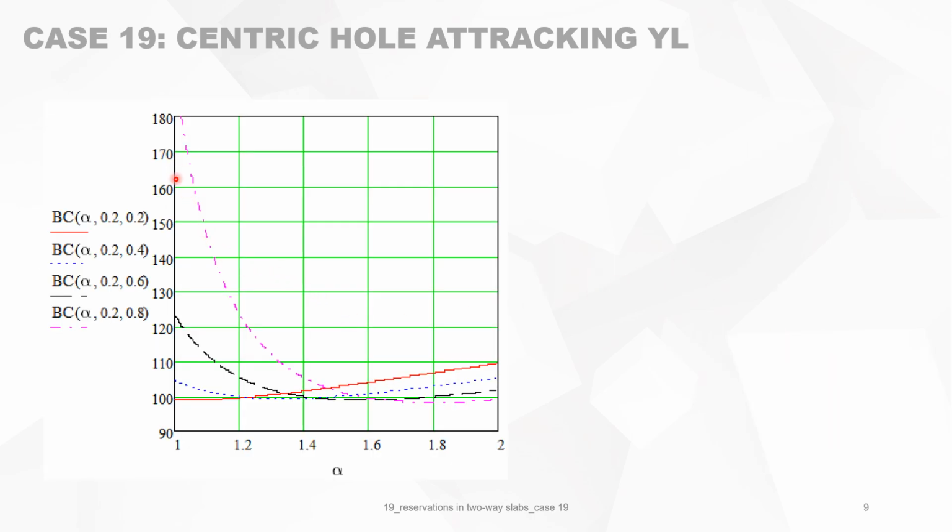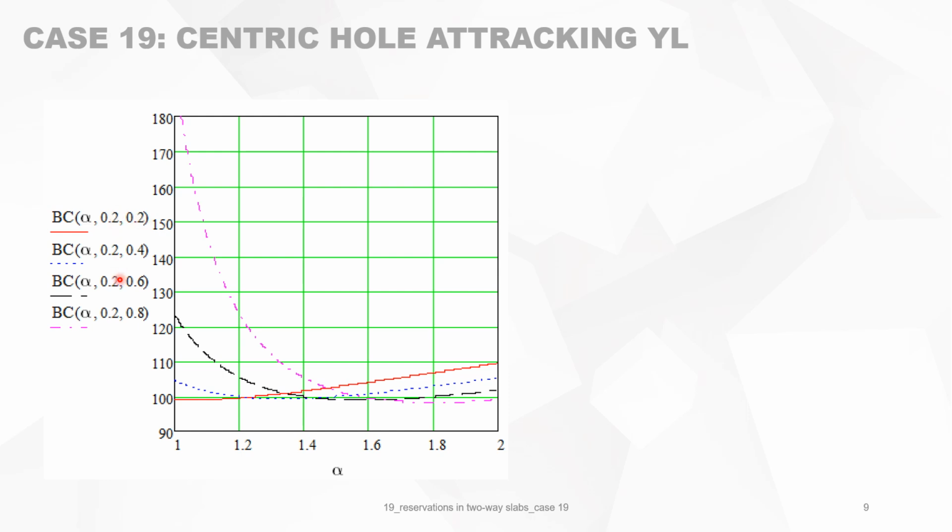Now let's look at it more generally. The x-axis is alpha from 1 to 2. The y-axis is the bearing capacity. But we have now 3 variables. So that's alpha, that's the first variable. Okay, that's fine. But we have D1 and D2 as variables.